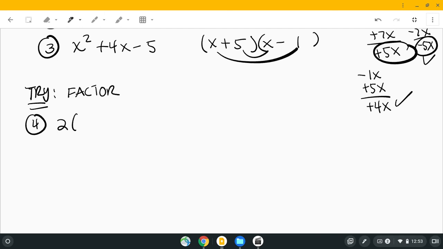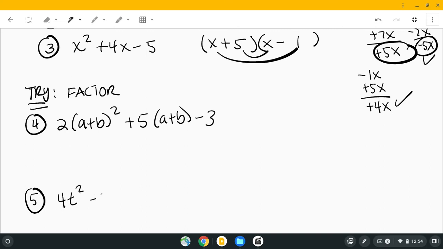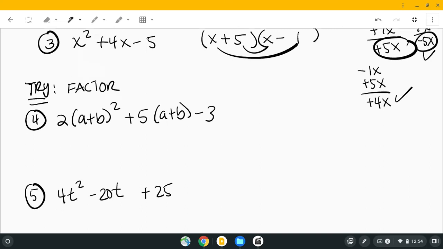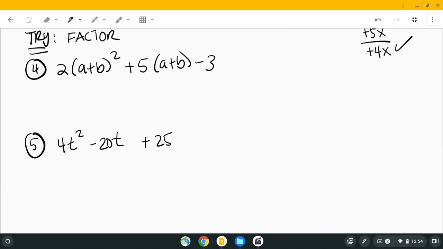See if you can get this one. See if you can get that one. And see if you can get this one. Go ahead and hit the pause button and come back and check your answers.